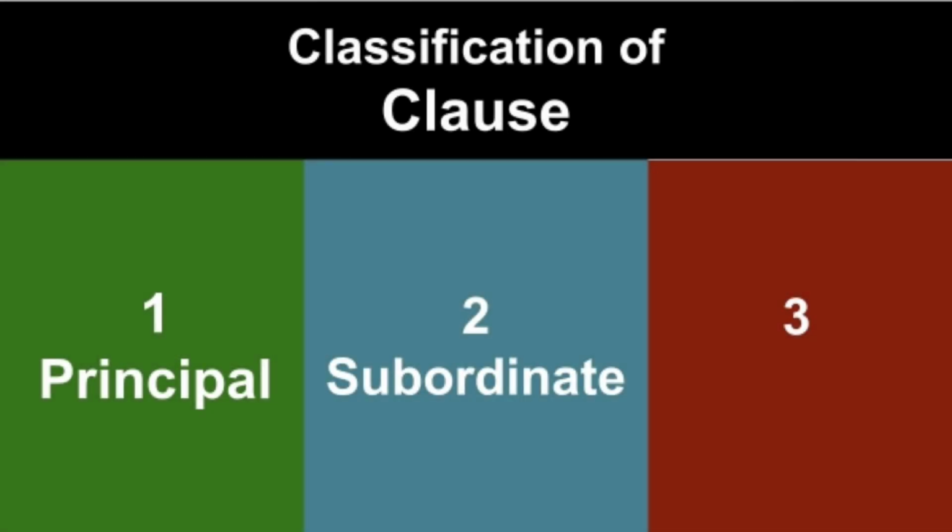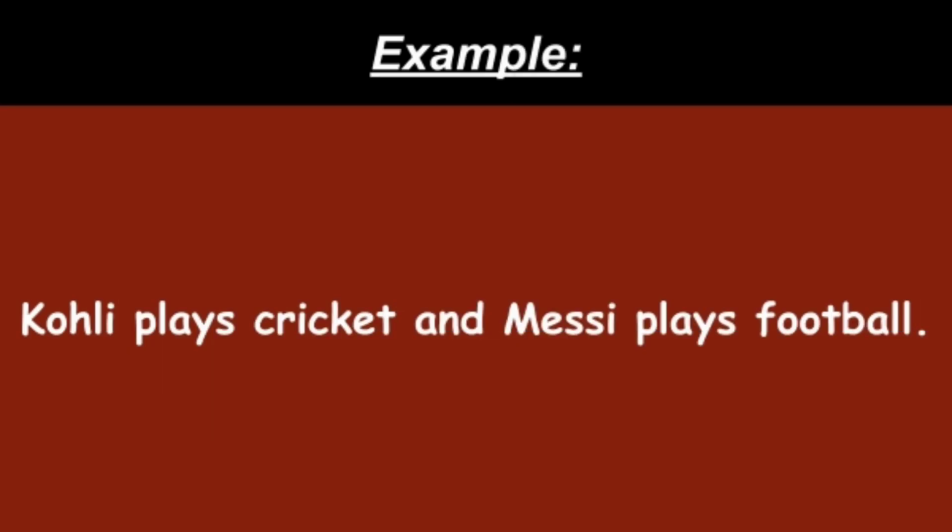We have already learned two types of clause, principal and subordinate. But clause can be classified into three categories. Let us learn the third type of clause. Again, we will start with examples first. Kohli plays cricket and Messi plays football.